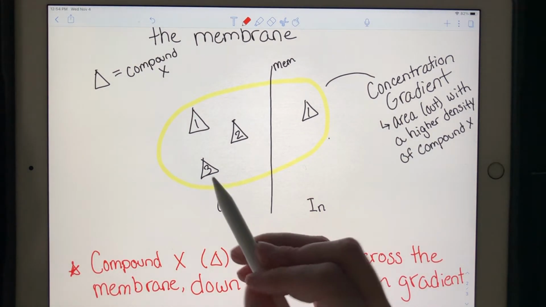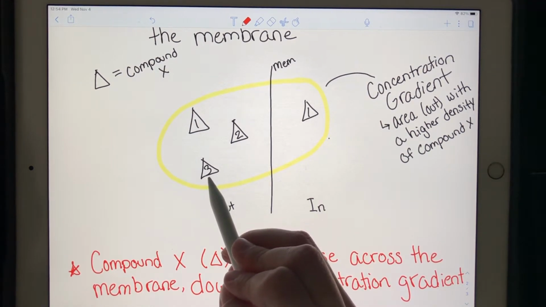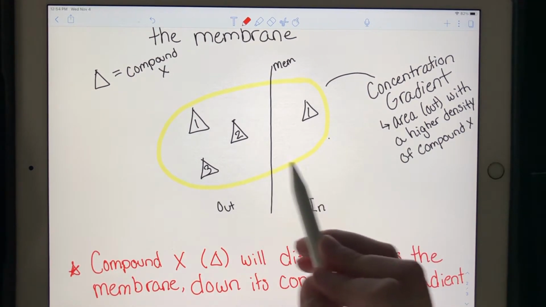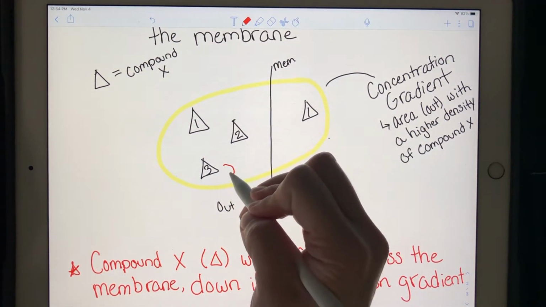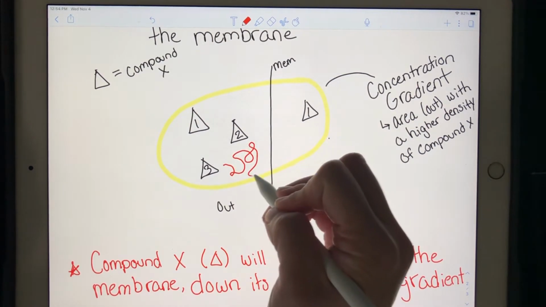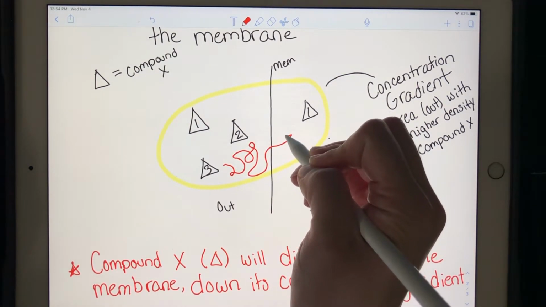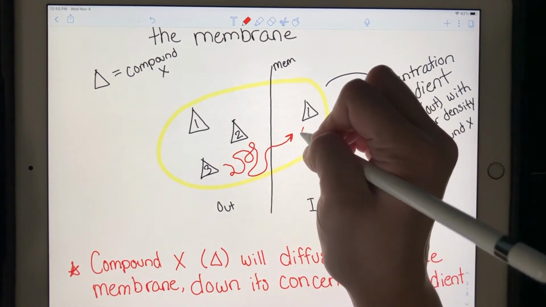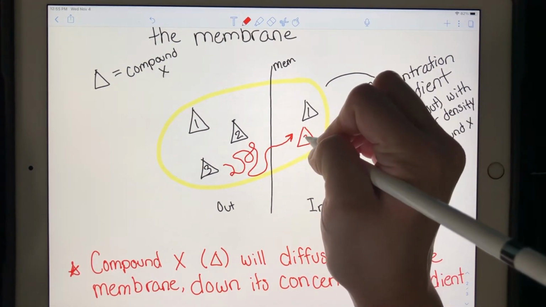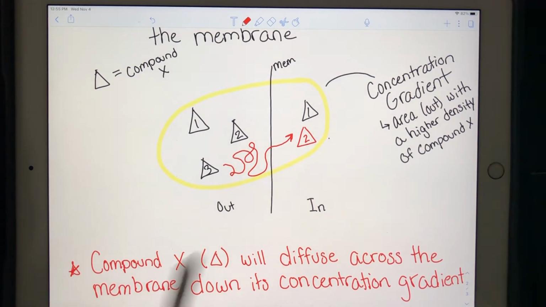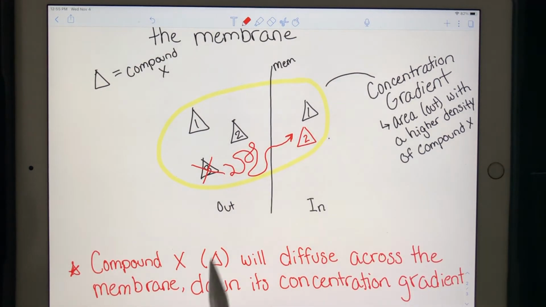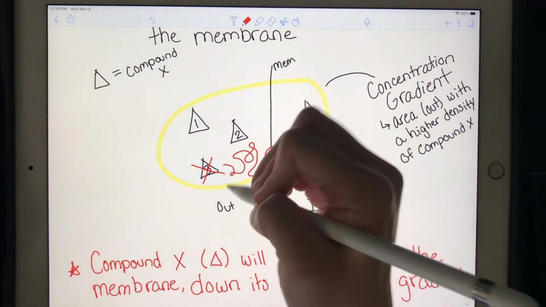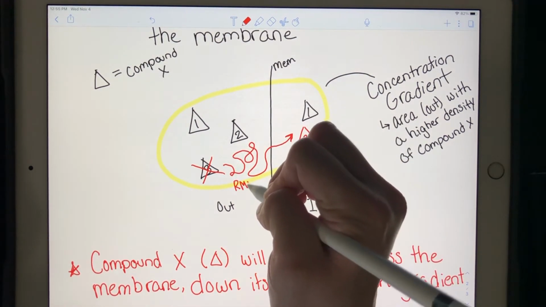So let's talk about how this happens. Because we have an imbalance, there's no equilibrium right now. There's going to be some random molecular motion going on, but eventually one of these triangles is going to cross over, and it's going to become triangle number 2 on the inside of the membrane. So I will cross this out because we no longer have a third triangle on the outside of the membrane, because we had random molecular motion, which I abbreviate with RMM.